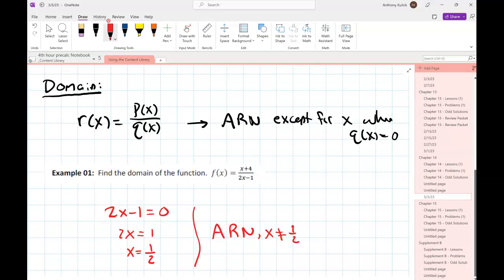Does that feel okay to everybody? It's pretty easy, right? But this is not the way we're going to write our domains. First semester, what did we use to write domains and ranges? We used interval notation, right? What did interval notation look like? It had the brackets and the parentheses. So if we're talking about all real numbers except for 1/2, where do we start our domain at? It's the smallest number that we can have.